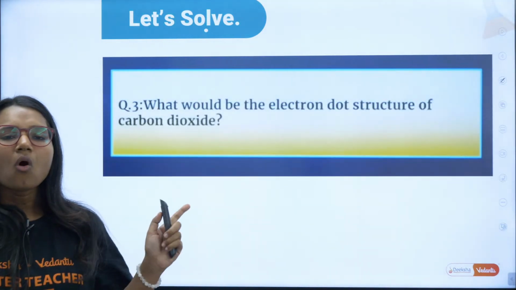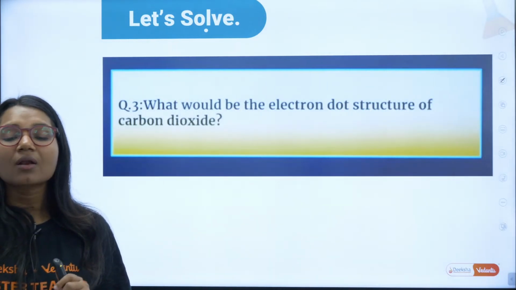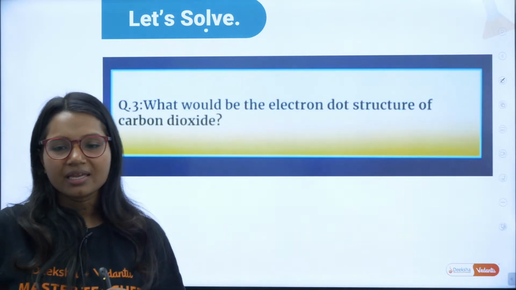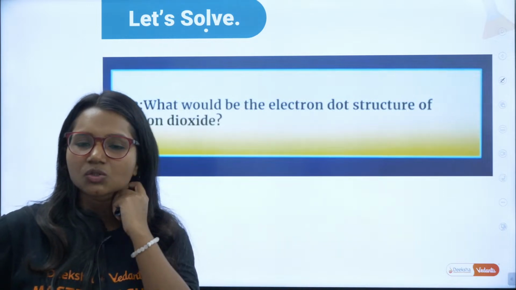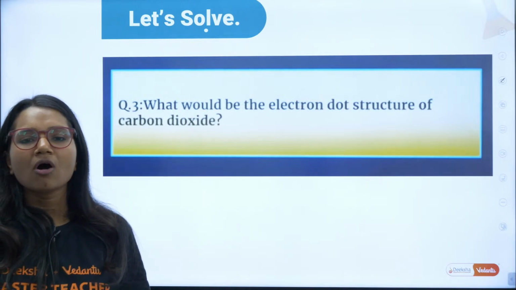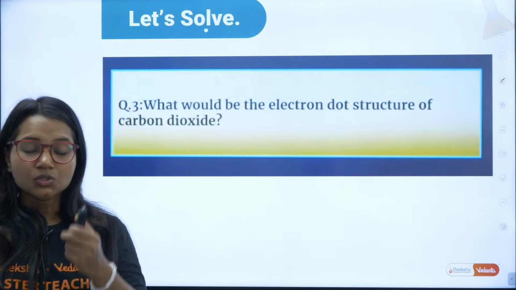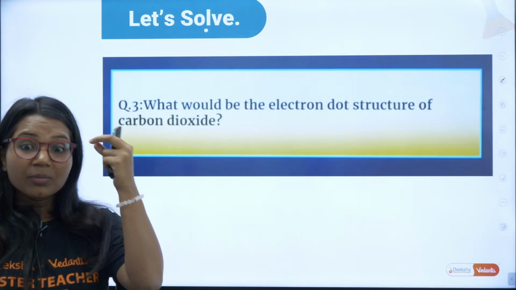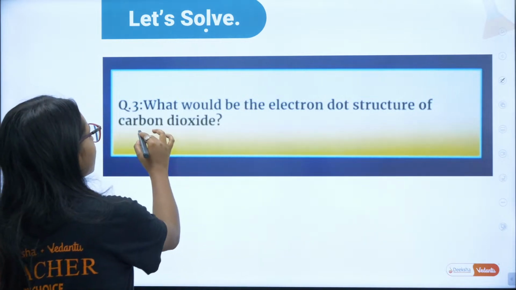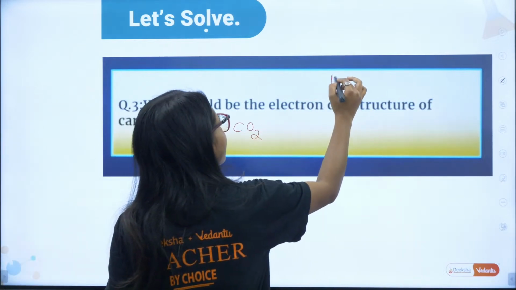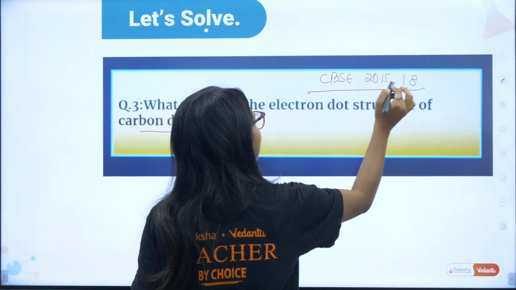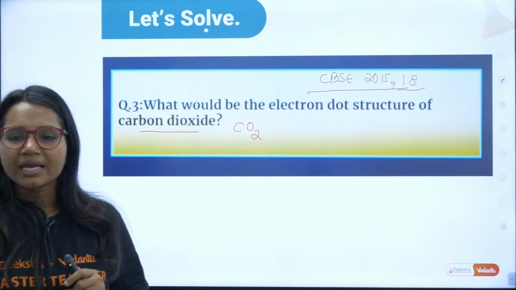See, what would be the electron dot structure of carbon dioxide? Can you tell me the formula for carbon dioxide? It is very, very easy. Yes, understood. Yagnesh, Sumukt, can you tell me what is the formula for carbon dioxide? Guys, if you have understood, give me a thumbs up because I have the clarity that you have understood, okay? So tell me the formula for carbon dioxide. Carbon dioxide is CO2. And this question has come in CBSE 2015 and 18. What is the dot structure of carbon dioxide?